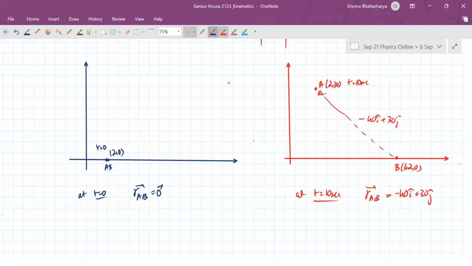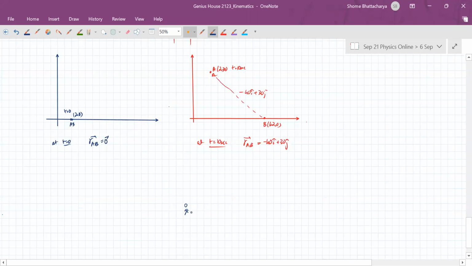So as far as B is concerned, if your reference frame is stuck to B, then what you'll see is that A was located right against you at t equal to 0. And now A has moved to this position at t equal to 10 seconds. So this only is the displacement. Displacement of A with respect to B is the final position minus the initial position.